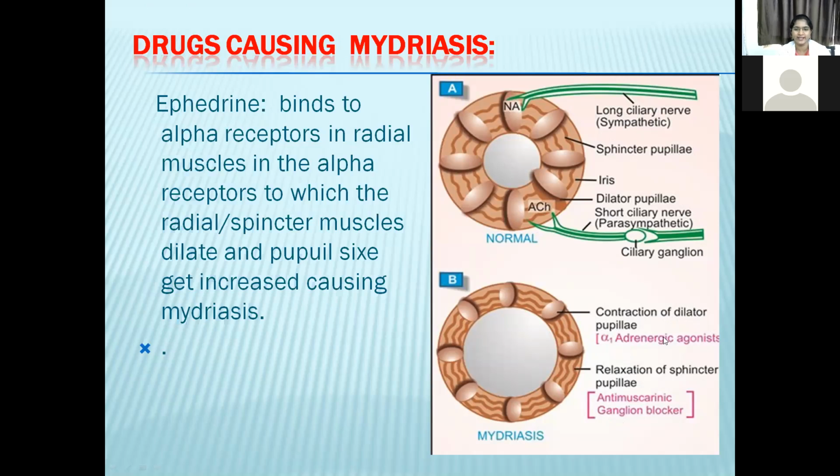It acts on alpha-1 receptors which are present in the eye. So ephedrine binds to the alpha receptors in the radial muscles, which dilate the pupil, and the pupil size increases, causing mydriasis. So how does it occur? By using alpha adrenergic drugs, it causes contraction of the dilator of the pupil, the dilator pupillae or radial muscles, so it increases the pupil size.